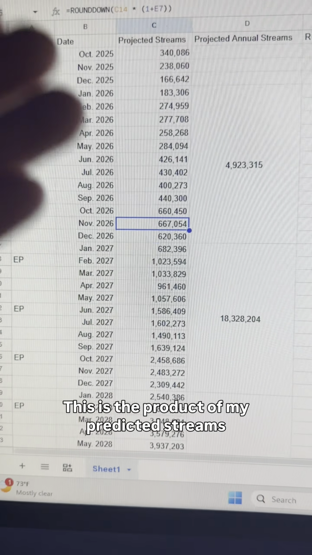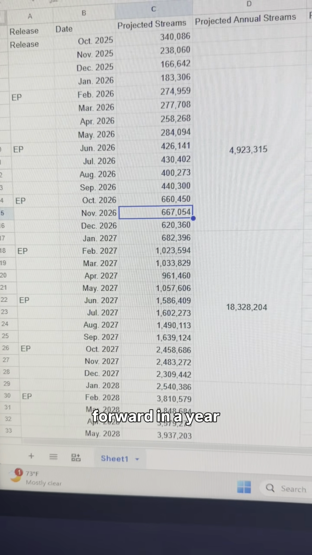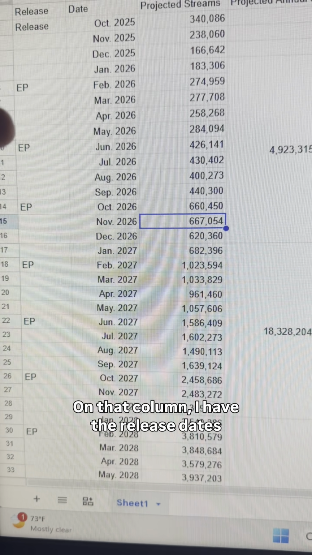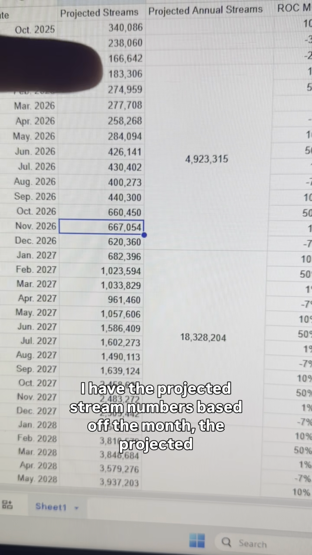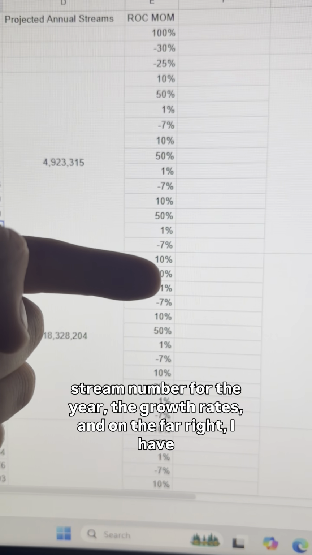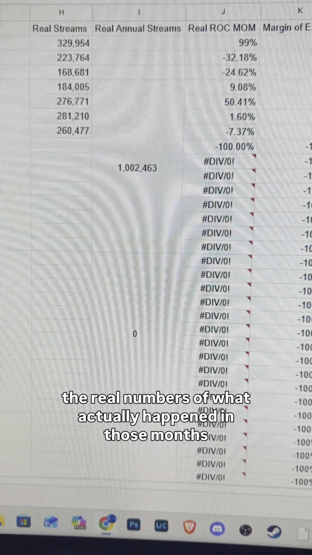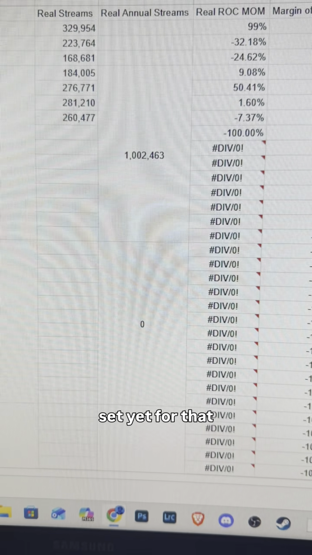So this is a spreadsheet of my predicted streams for the coming months and years on Spotify. Far left column, I have my EP release dates. I have the projected stream numbers based off the month, the projected stream numbers from the year, the growth rates, and then on the far right, I have the real numbers, so what actually happened those months. We're only a couple months into the year, so I don't have a complete data set yet for that.